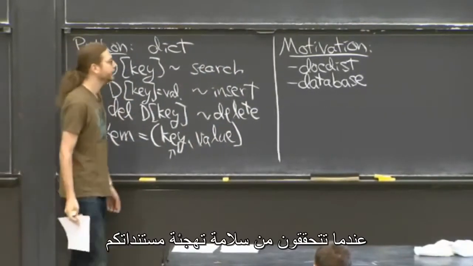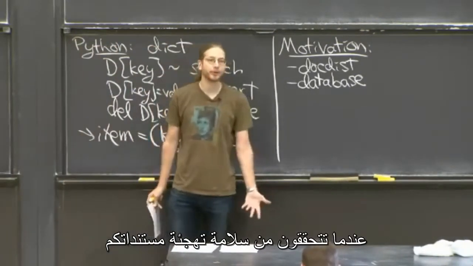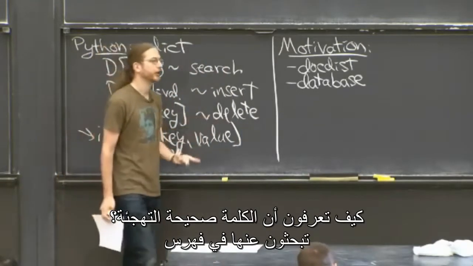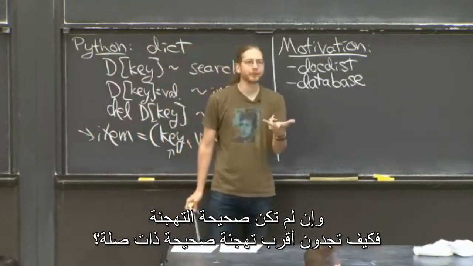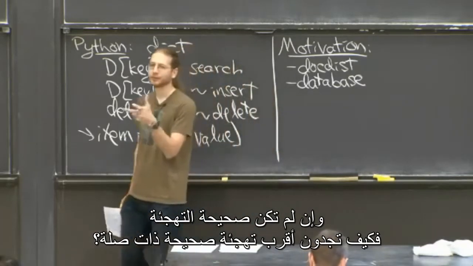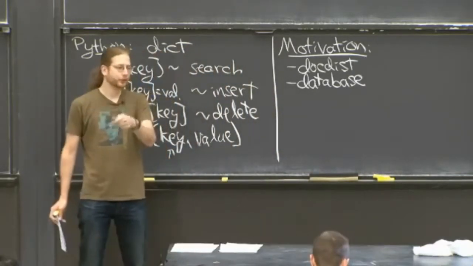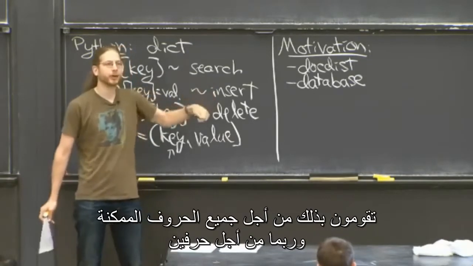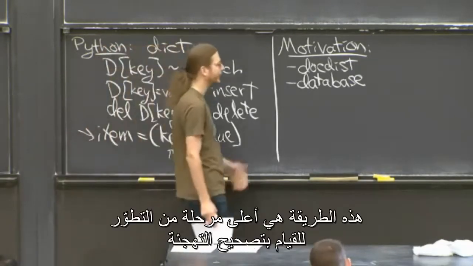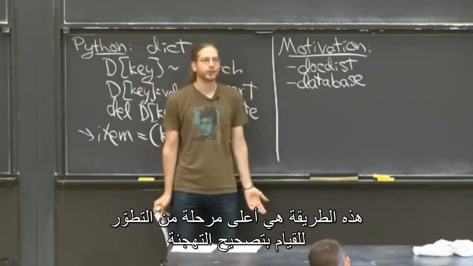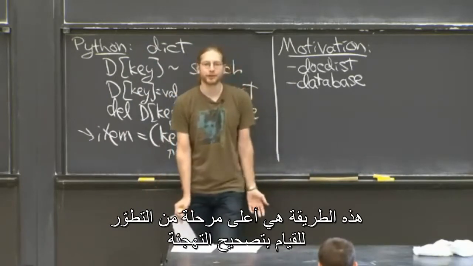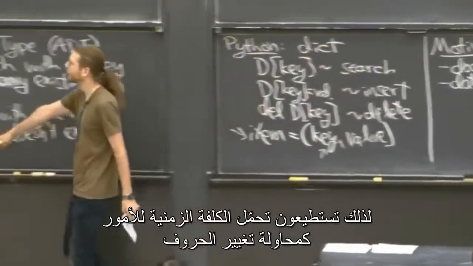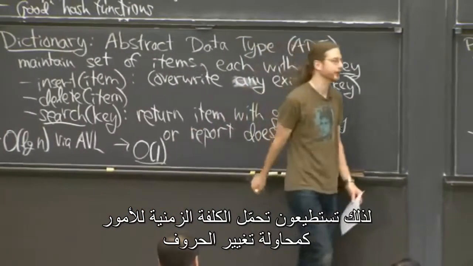How do you, when you spell check your document, how do you tell whether a word is correctly spelled? You look it up in a dictionary. If it's not correctly spelled, how do you find the closest related correct spelling? You try tweaking one of the letters and look it up in a dictionary, see if it's there. And you do that for all possible letters, or maybe two letters. That is a state-of-the-art way to do spelling correction. So just keep looking up in a dictionary. Because dictionaries are so fast, you can afford to do things like try all perturbations of letters.